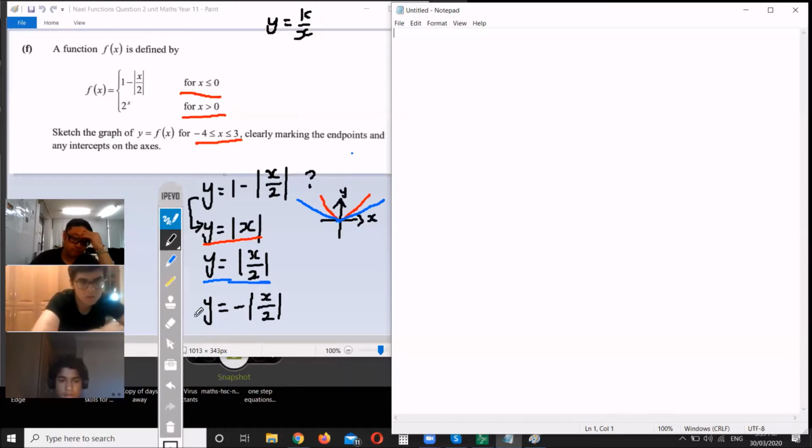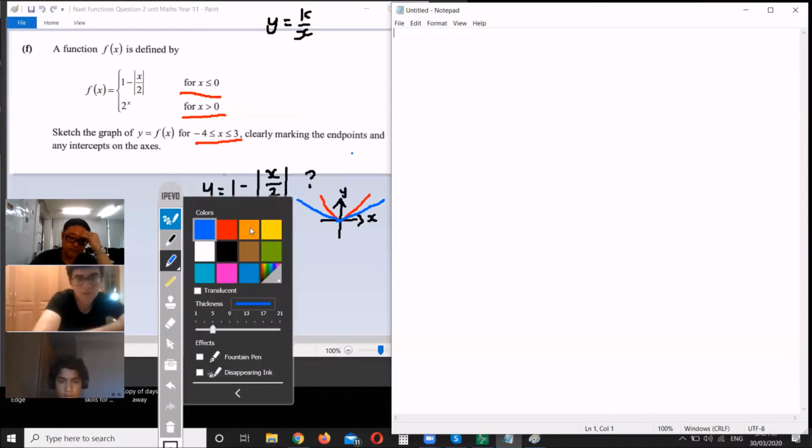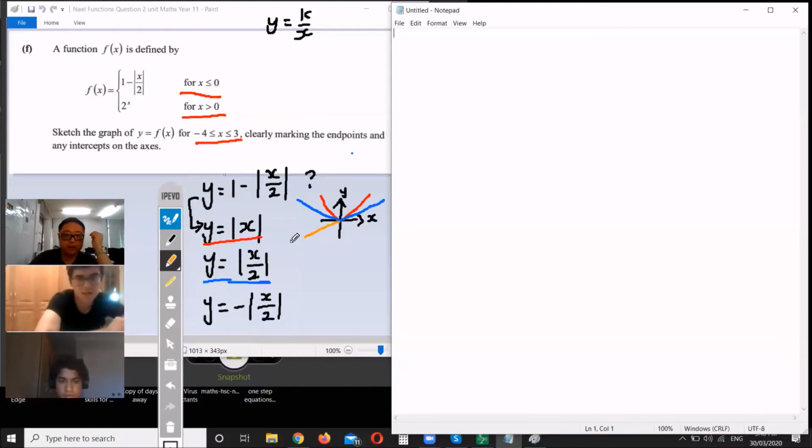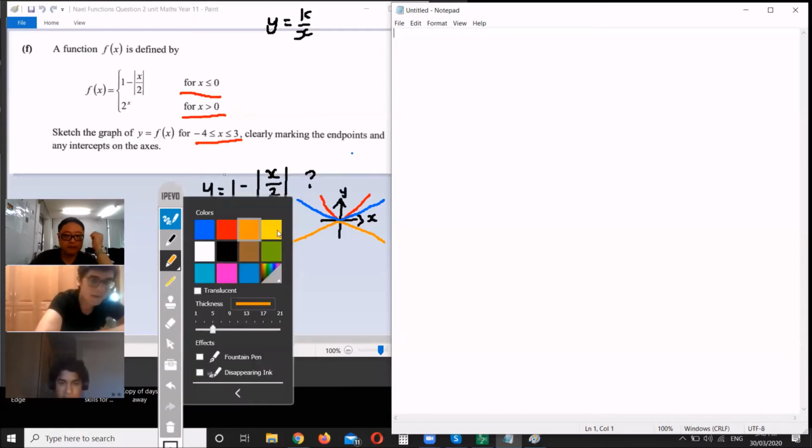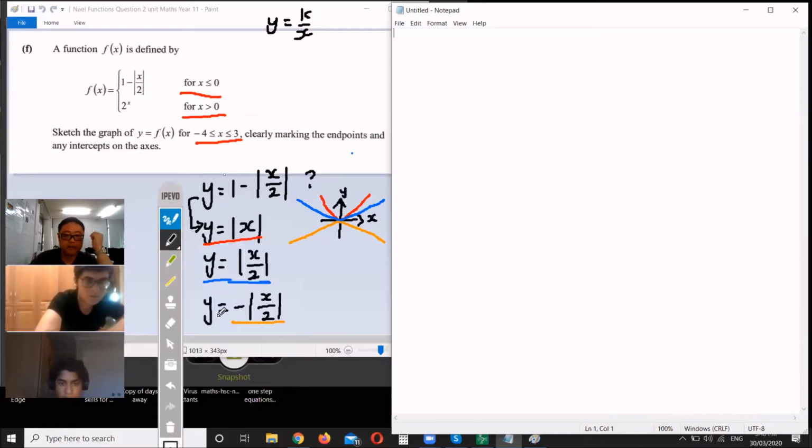Now, what would the negative of that look like? That's the same but upside down, concave down. Then 1 minus that. The 1 minus pushes it up, because that's basically 1 plus negative absolute value of x on 2. So it'll cut the y-axis at 1.